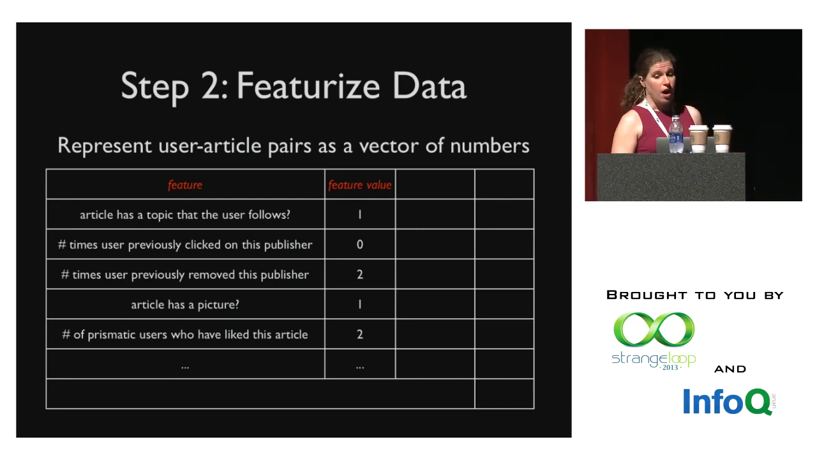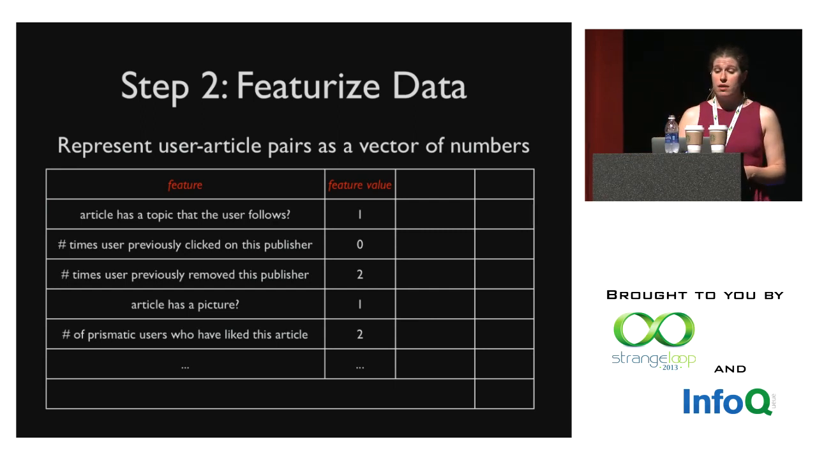Does the article have any topics that the user follows? If so, the feature value is 1. Otherwise, it's 0. Other good features are things like the number of times the user previously clicked on documents from this publisher, or the number of times the user previously removed articles from this publisher, whether or not the article has a picture, or the number of other Prismatic users who have liked the given article.